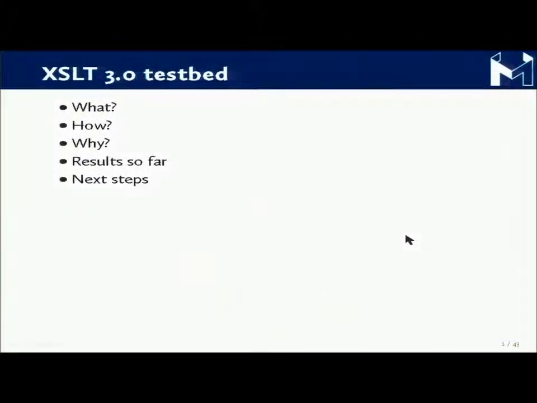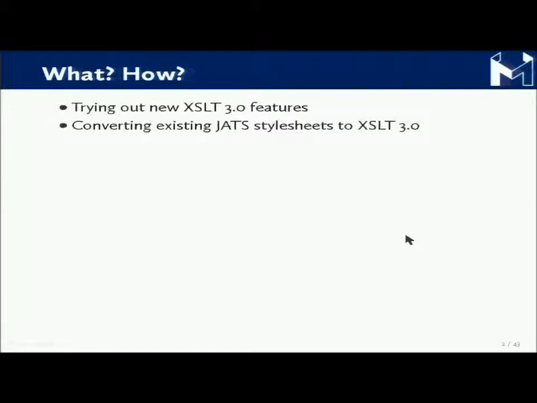So the XSLT 3 testbed is a project that I have on GitHub for trying out XSLT 3 functions as a way to get a head start on using XSLT 3 and to work out sort of how we're going to do it. It's based on processing the JATS style sheets. I'll talk about what JATS is shortly.